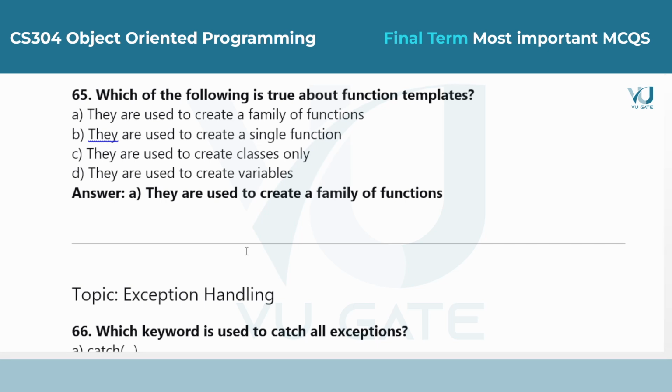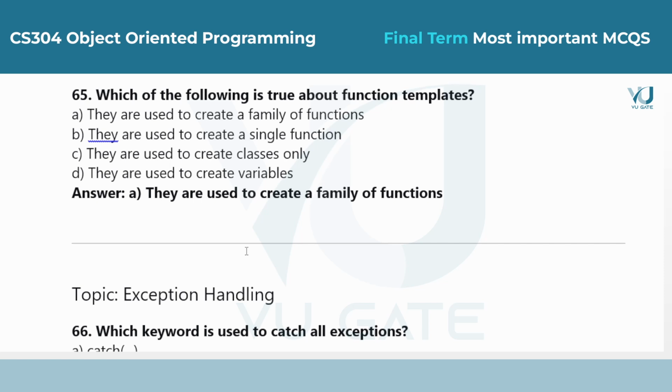Q65. Which of the following is true about function templates? Answer: A. They are used to create a family of functions. Explanation: Instead of writing multiple overloaded functions for int, double, and float, you write one template. The compiler then generates a family of functions based on that single blueprint.